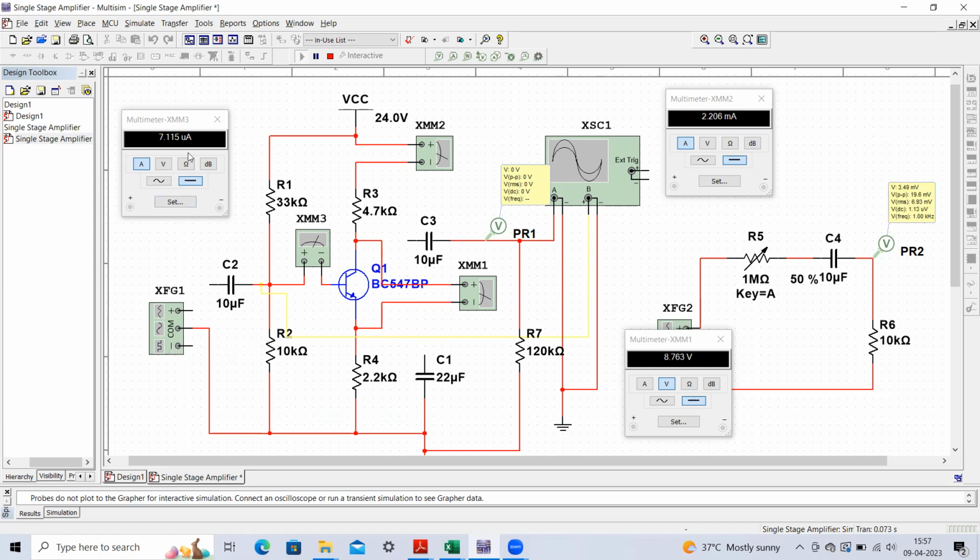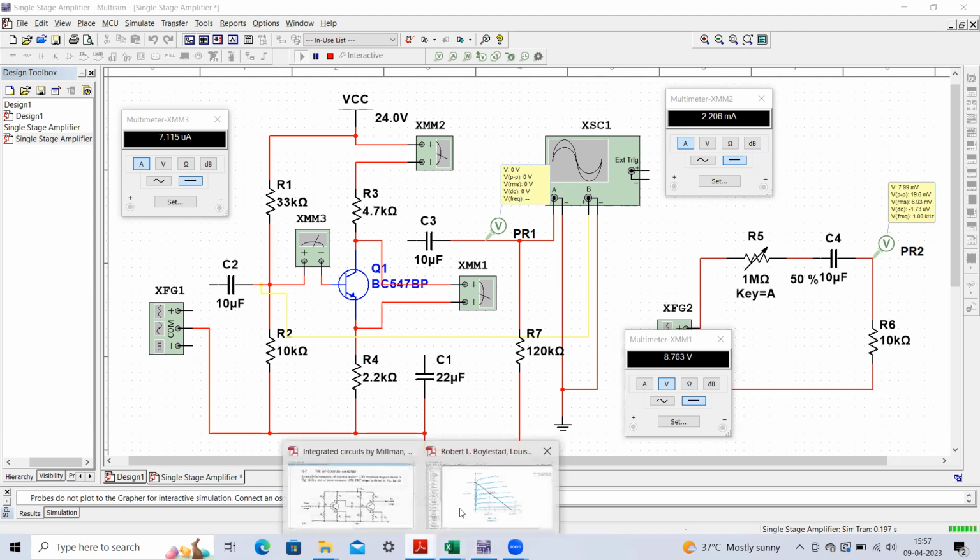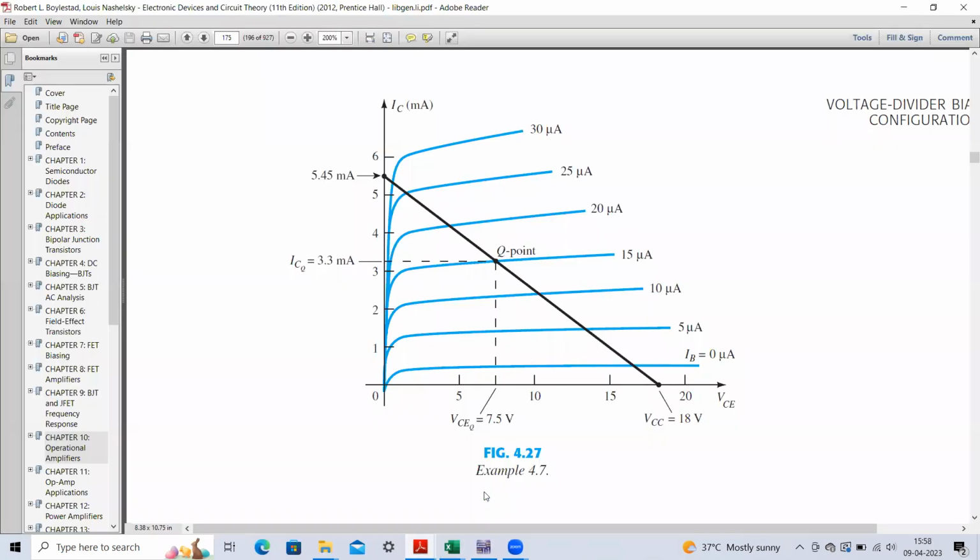Okay, so here you can see that this base current is coming out as 7.115 microamperes, and this is our collector current. This collector current is 2.206 milliamperes, and here we have this collector to emitter voltage drop, which is coming out as 8.763. So these voltages and this value of IC correspond to the active region, and this will be a good condition for making an amplifier.